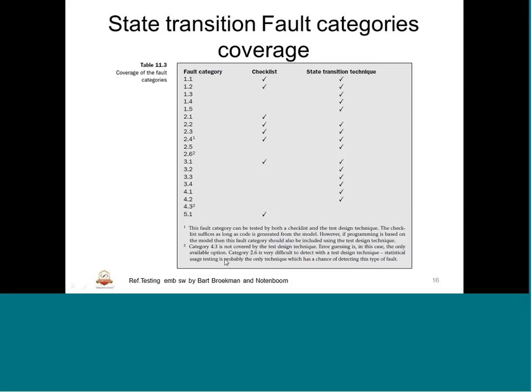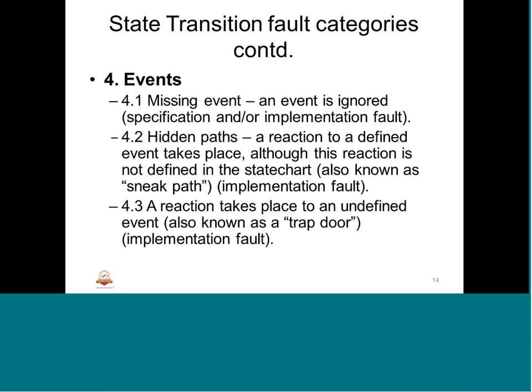Category 4.3 is not covered by the test design technique. Error guessing is in this case one available option. The error guessing technique will probably touch base. Error guessing is where we identify an error or a fault by guessing what could be the problem. This will happen during dynamic execution only, because the tester will have an understanding of how the system is executing. Only when he is doing some other tests will he guess some errors while doing those tests. So 4.3 is the category where a reaction takes place to an undefined event.